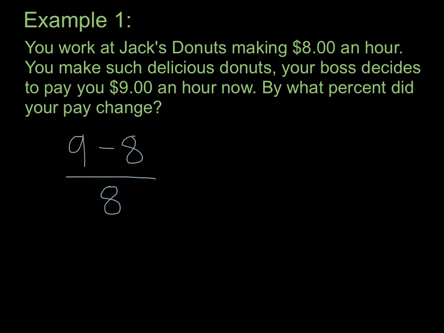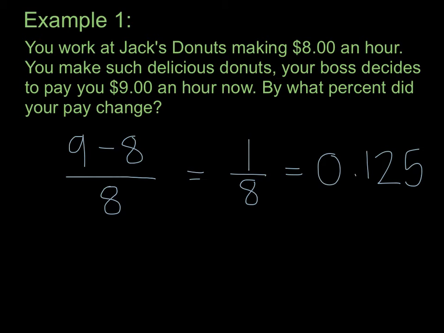And now we're just going to simplify this. So on the top we can simplify 9 minus 8. That is obviously 1. So now we have the fraction 1 over 8. We're going to divide that, and you would get 0.125.